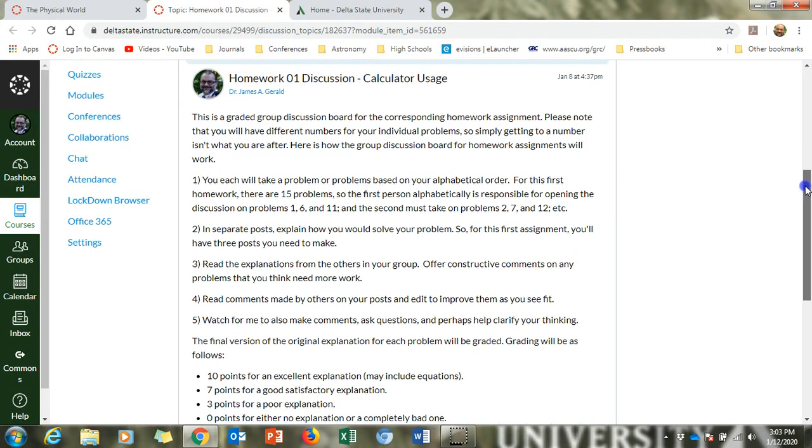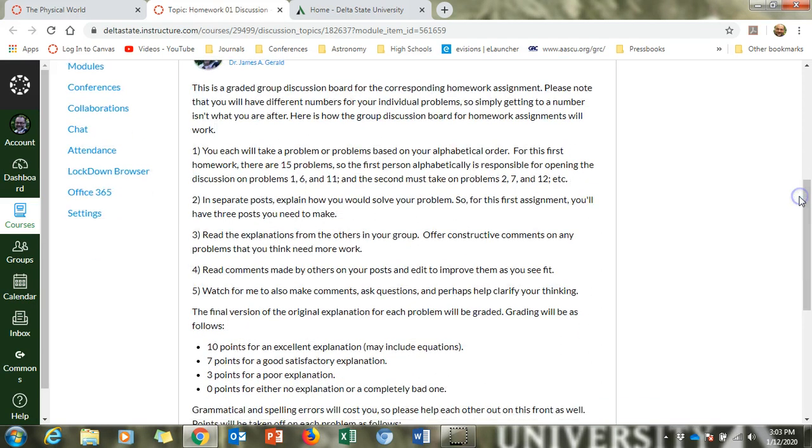Here's what you're going to do. If you're alphabetically the first person in the group, you're going to take the first problem. If you're alphabetically the second, you're going to take the second, and so on, and you're going to keep going through until you've divided up all the problems.